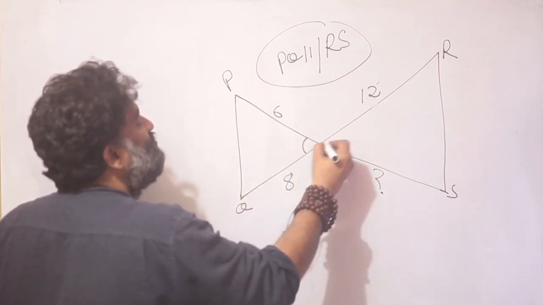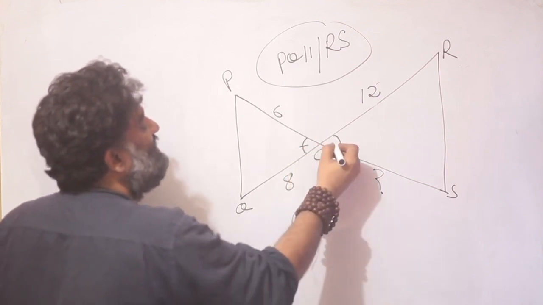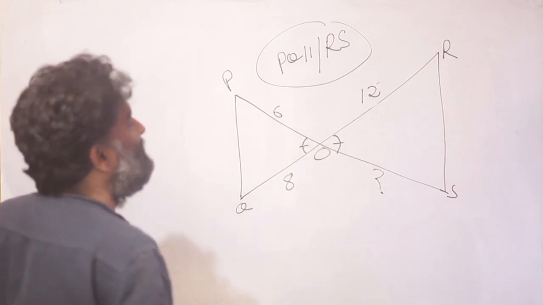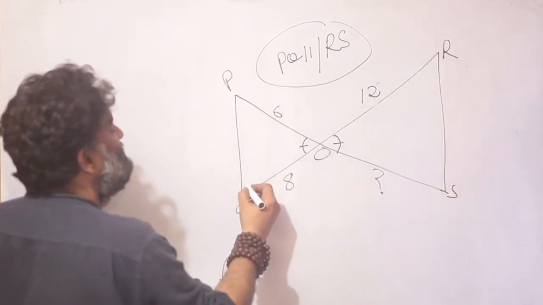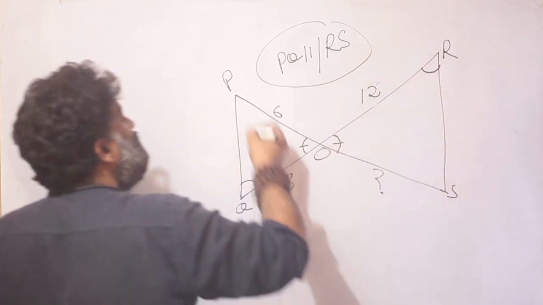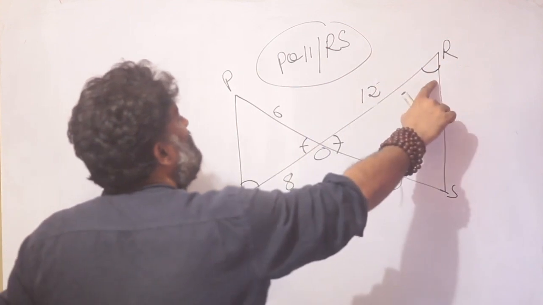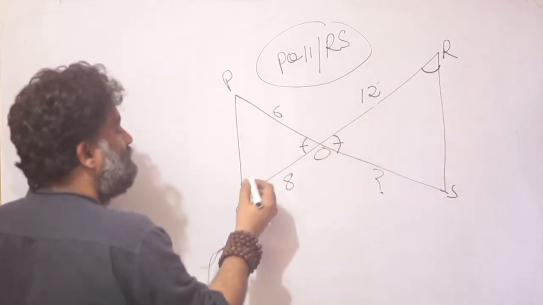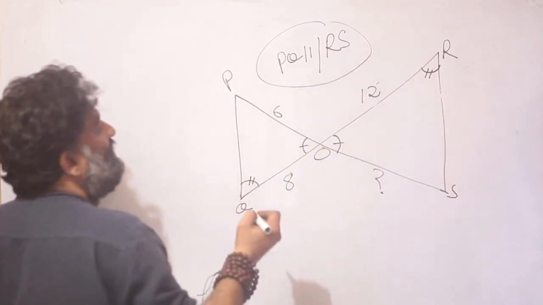First thing that I can notice is that these are vertically opposite angles. That means they are definitely going to be equal to each other. Now if PQ and RS are parallel lines, that means this angle is going to be equal to this angle. Two parallel lines, there is a transversal. These are the alternate interior angles. So this angle is equal to this angle.